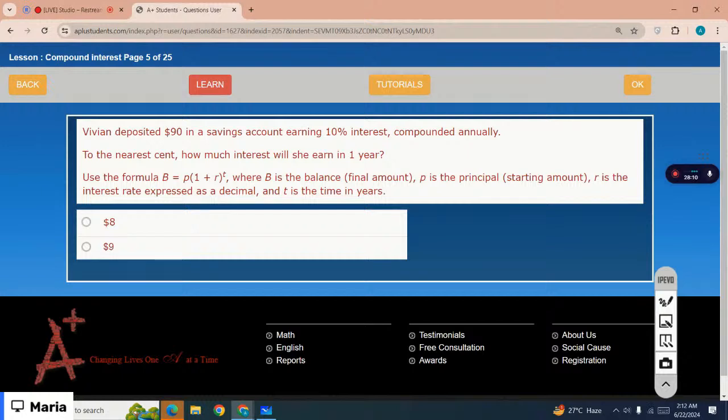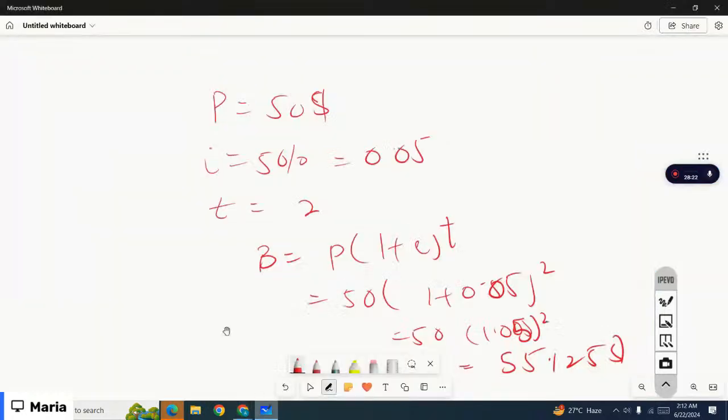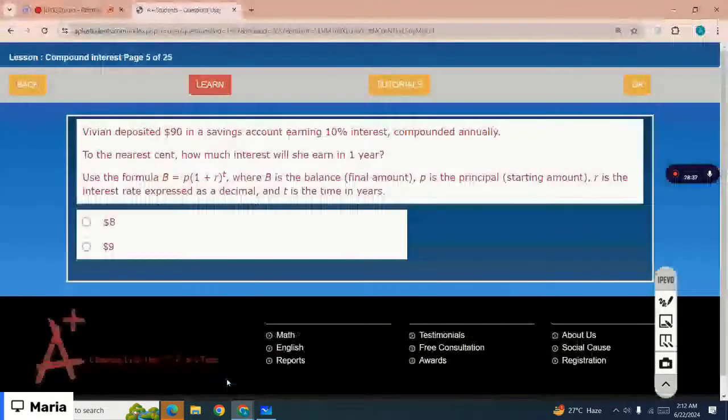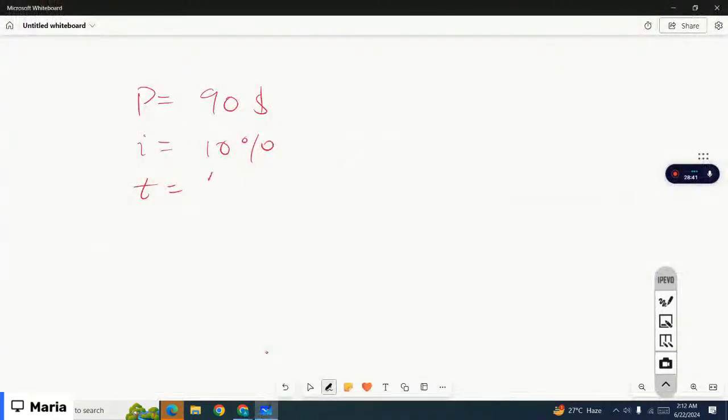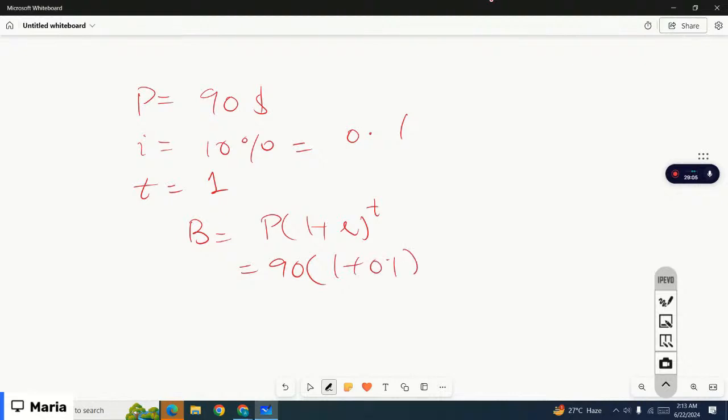Vivian deposited $90 in a savings account, earning 10% interest compounded annually. To the nearest cent, how much interest will she earn in 1 year? So you have the principal amount $90, interest 10%, and time period is 1 year, right? You have to calculate the compounded interest. That would be A equals P times 1 plus RT, right? So 10 over 100 is 0.1. So P is $90, 1 plus 0.1 and 1, right?